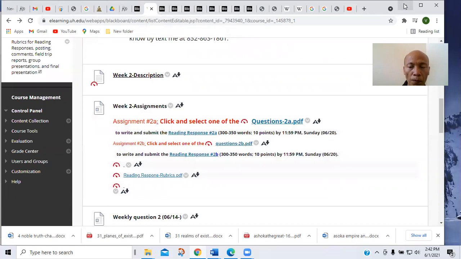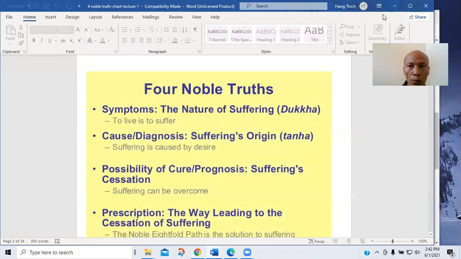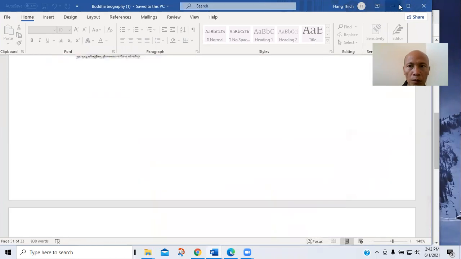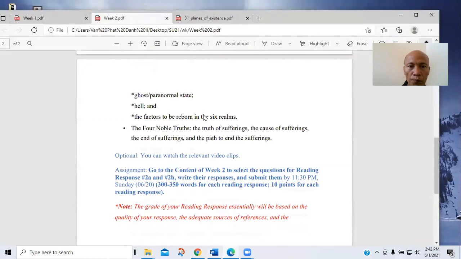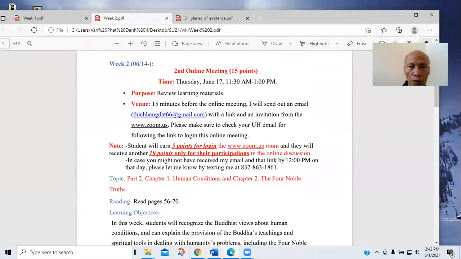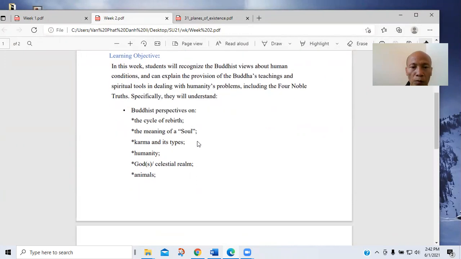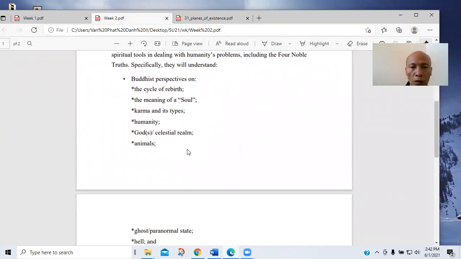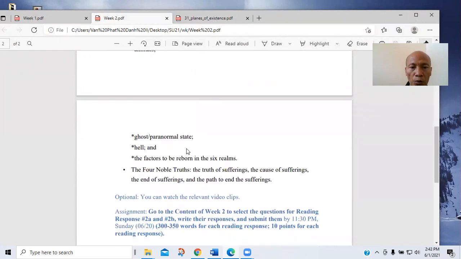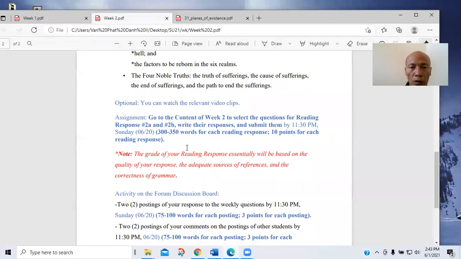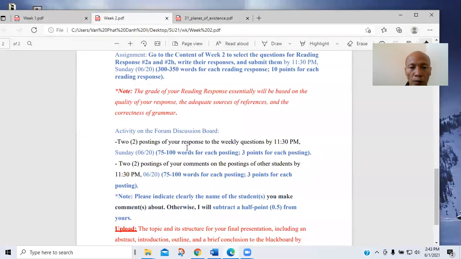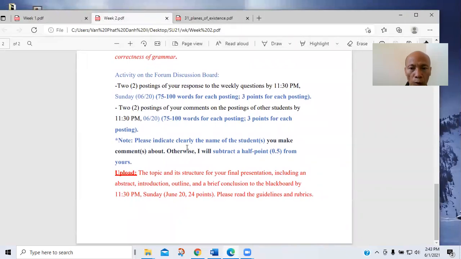So for the weekly description, let's see here. This is the one here. The learning objectives. So this week, you study about the cycle of rebirth according to Buddhist view, the meaning of soul, the karma, humanity, gods, celestial realm, animals, ghosts, paranormal state, hell, the four noble truths, and so forth. So these are the objectives for you to study in this week.